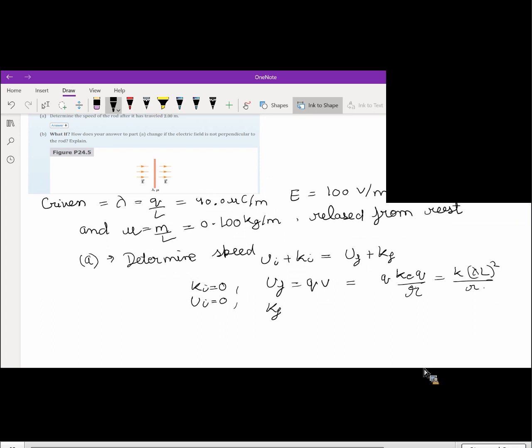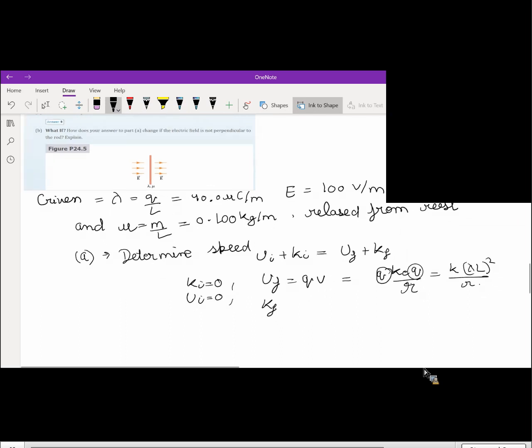So V is kq by r, yes. Okay, perfect. Now we can... why is the lambda squared? Because there's 2q, q squared. Oh, thank you.